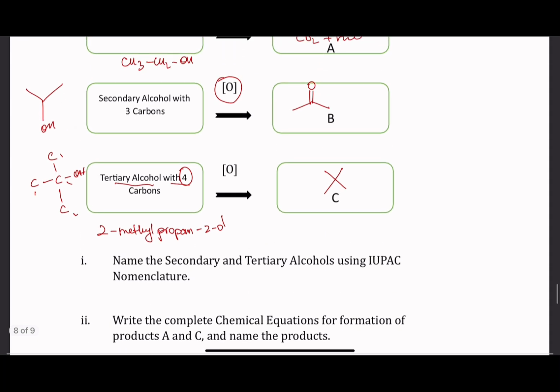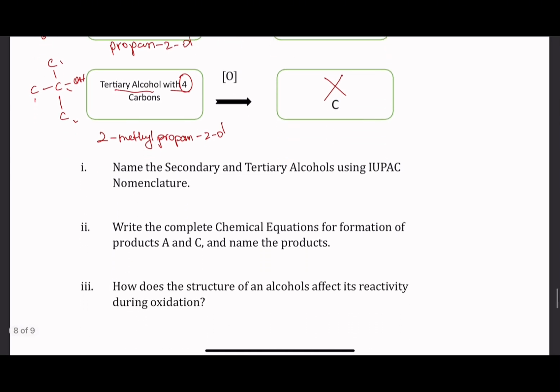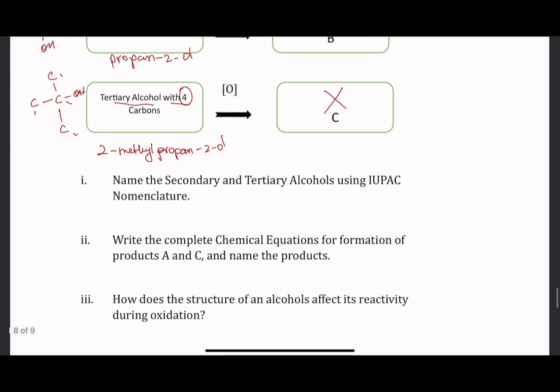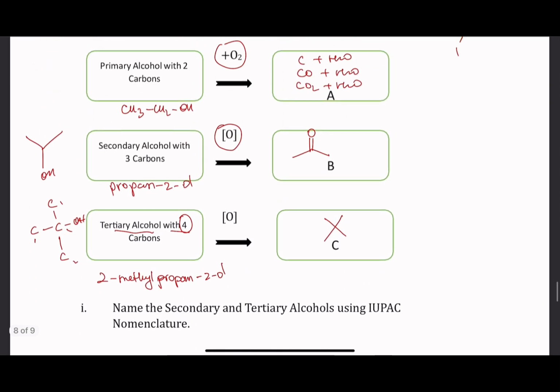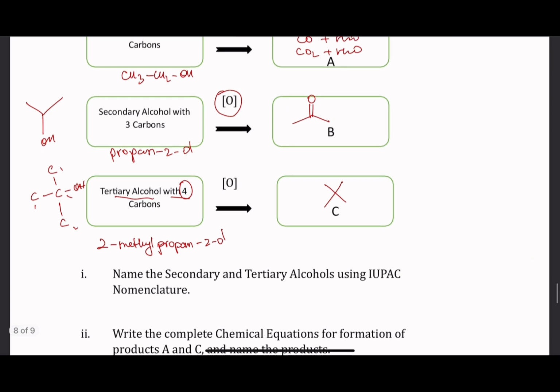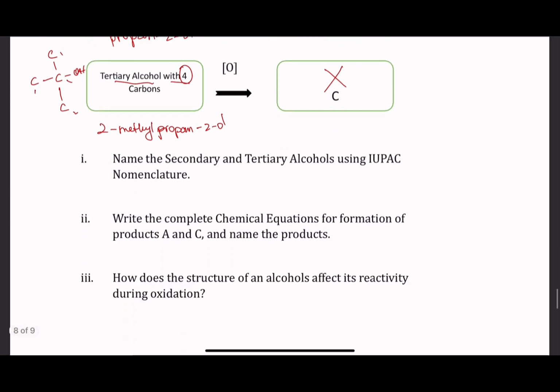I already did that. This is propan-2-ol. Write the complete chemical equation for the formation of product A and C. Name the products. So this is just propan-2-one. Everything else is named.